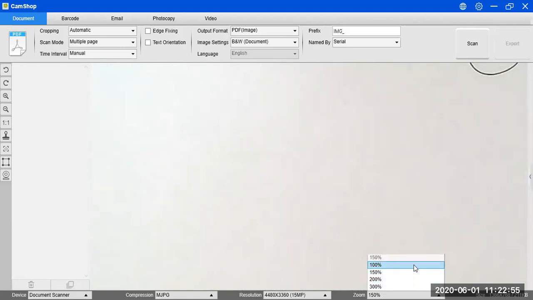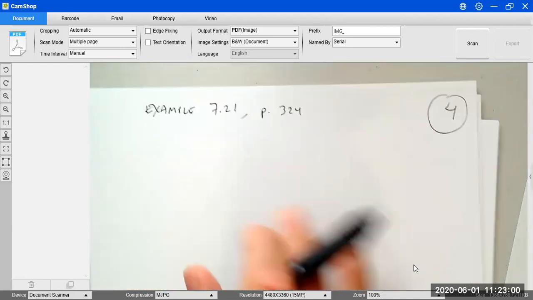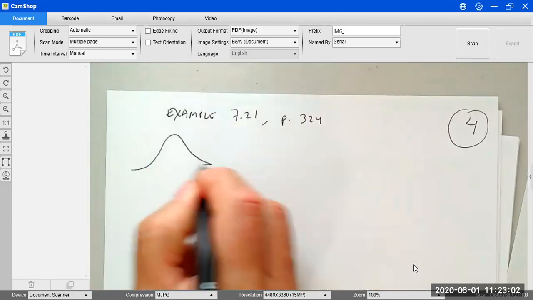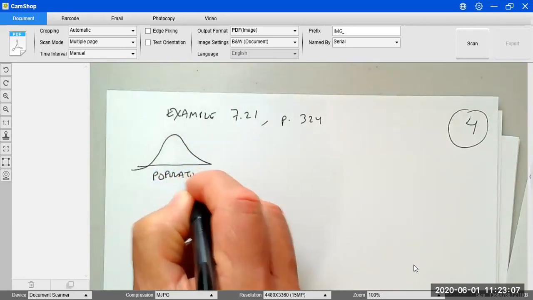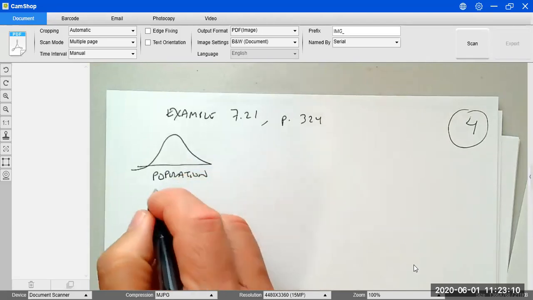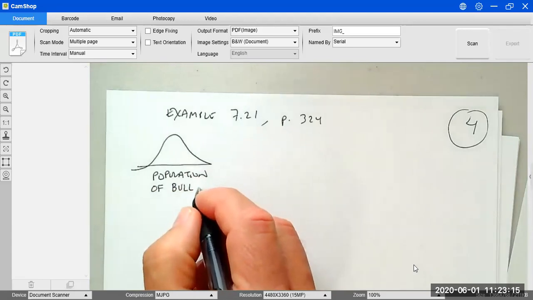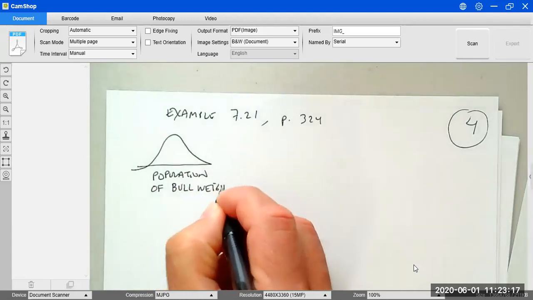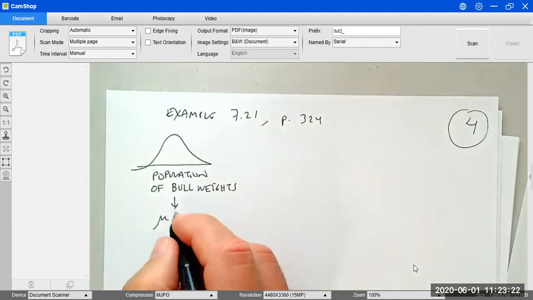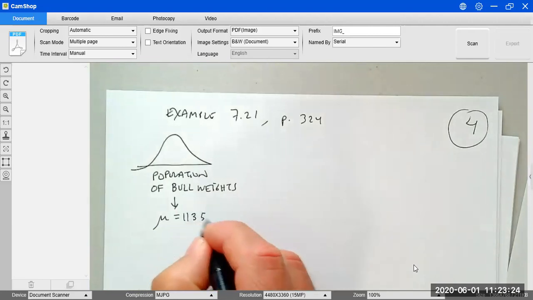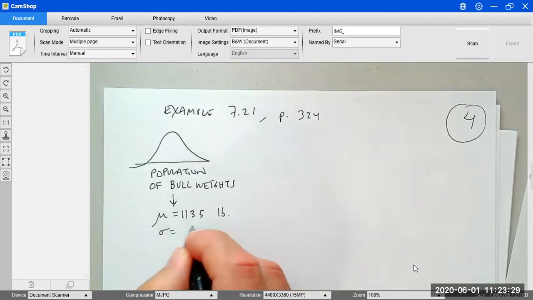So we need to write the information from the population first. So we have a population. This is a population of the corresponding animal weights. And they say that the mean of those weights is 1135 pounds, and the standard deviation is 97 pounds.